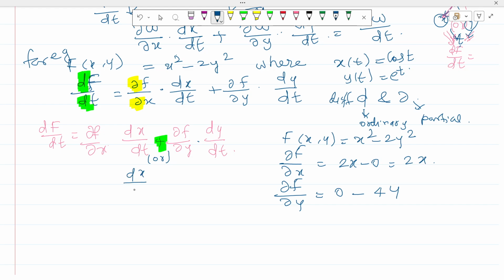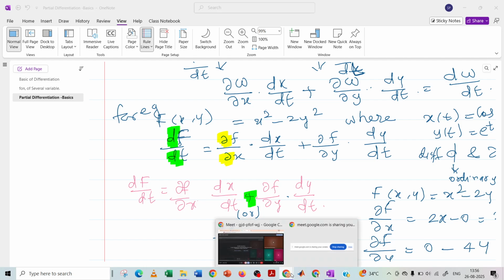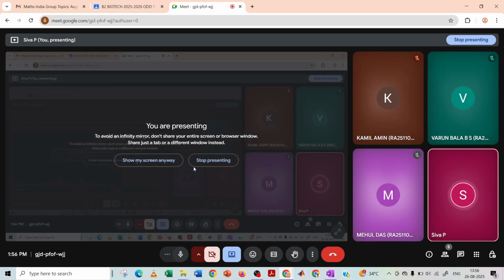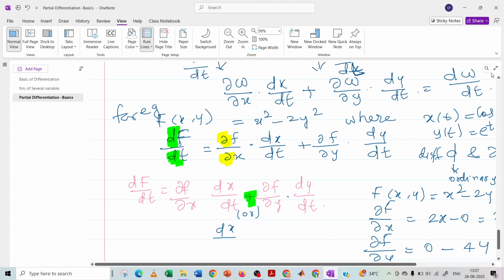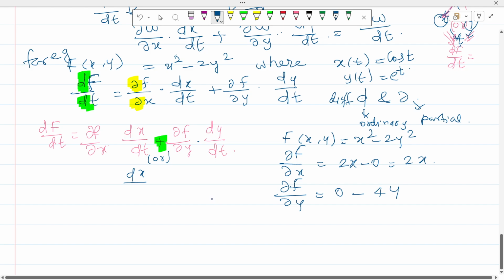Sir, your screen. What? Your screen, sir. No, it is visible only. I'm sharing my screen, I did not stop sharing. I don't know why you are not able to see it. Everyone is not able to see my screen? No, sir, it's visible.